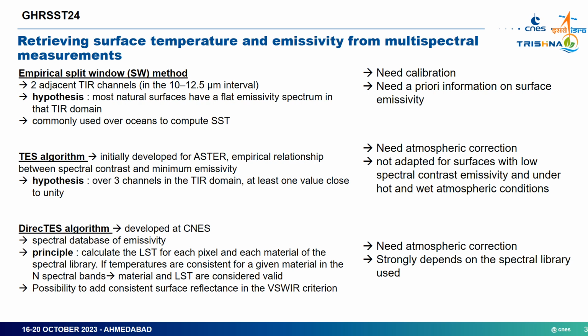If temperatures for a given material in the n spectral bands are consistent, the material is considered valid, and so is the temperature. With direct tests, we can also use a coherent reflectance criterion in the visible bands to get rid of the obvious non-consistent materials. Direct tests need atmospheric correction at first, and obviously depend on the spectral library that is used. For a dedicated application over water, direct tests can then be used with a dedicated spectral library made of only water spectrum.